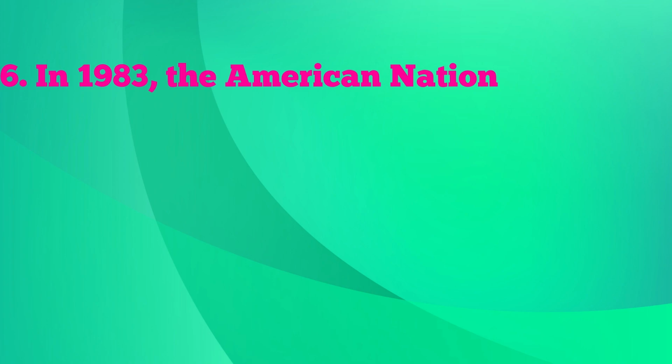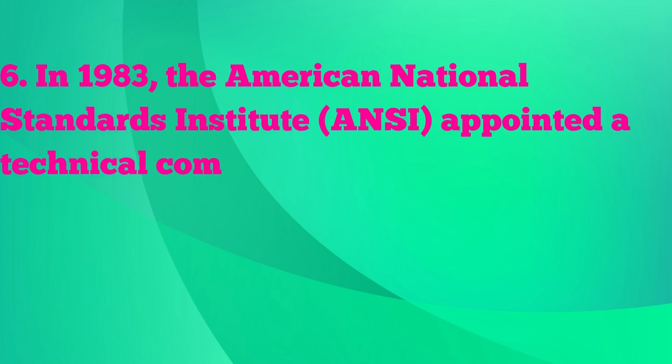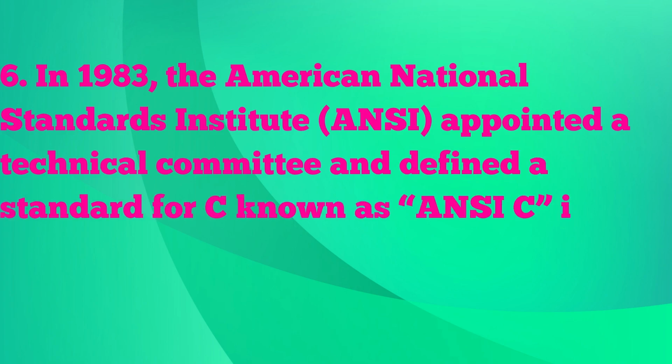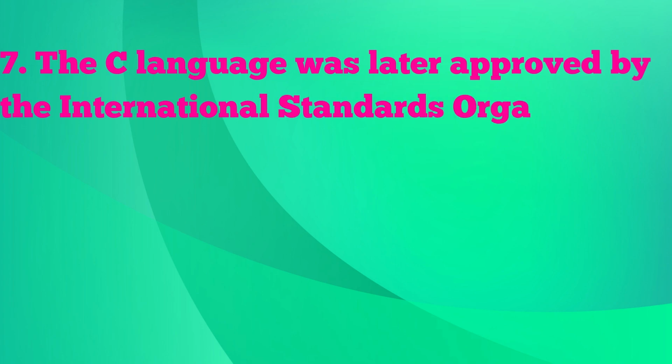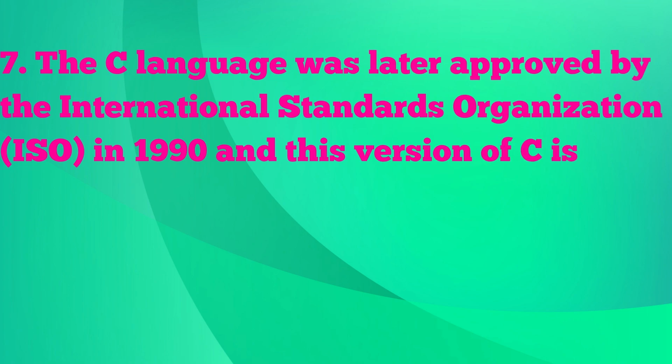6. In 1983, the American National Standards Institute (ANSI) appointed a technical committee and defined a standard for C known as ANSI-C in 1989. 7. The C language was later approved by the International Standards Organization (ISO) in 1990, and this version of C is C89.